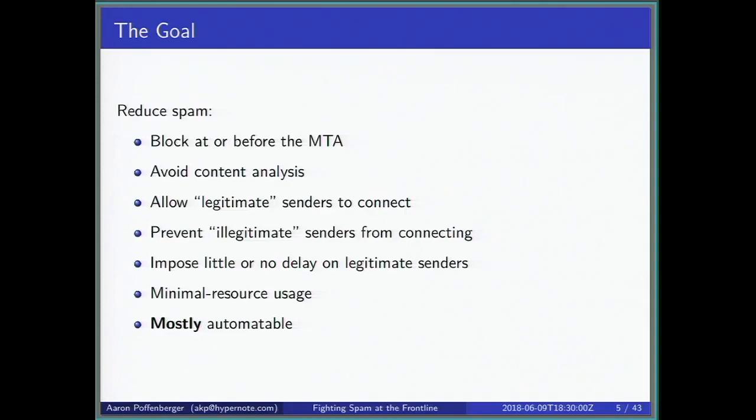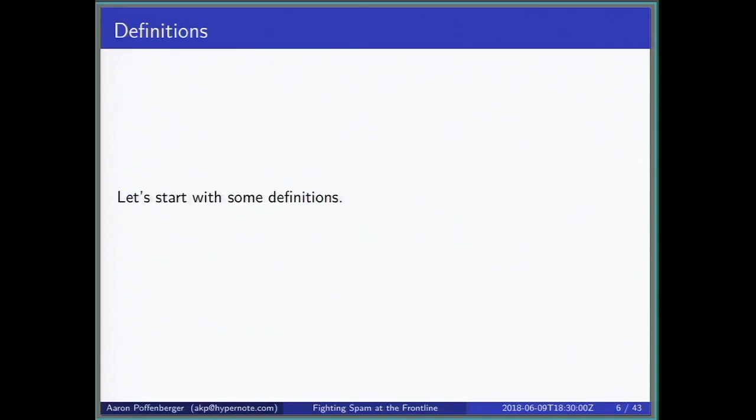I want to allow my legitimate senders to connect. I want to prevent the illegitimate senders from connecting. I want as little delay as possible, minimum resource usage, and as automatable as possible. Kind of a tall order, but I think in the large, I've been able to accomplish those goals.